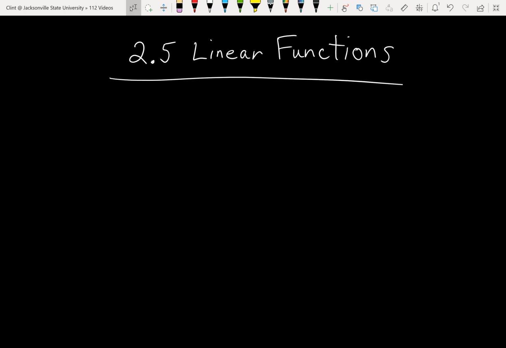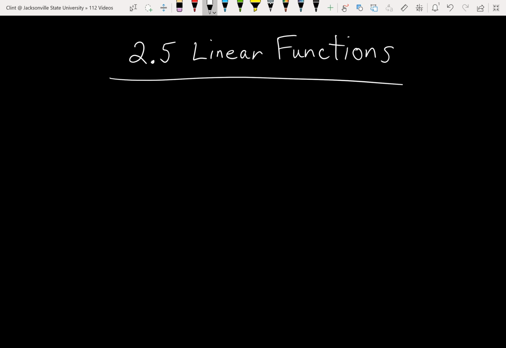Alright, for assignment 2.5, there's really not a whole lot more that we need to cover. This is kind of more practice from what we did with the linear equation section. It's just more specifically looking at thinking of these linear equations as functions.